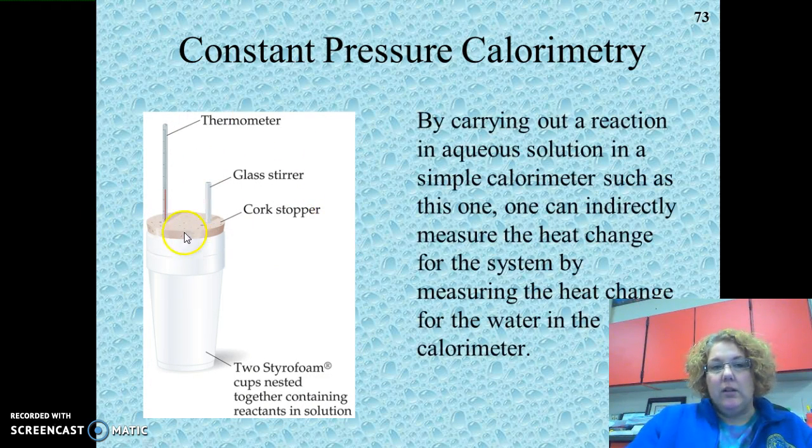So we're not even going to mess with lids. You just stick a thermometer in there. And I usually don't mess with stirrers. We can just swirl the cup. It happens fairly quickly, so it doesn't take long. And you have 2 cups nested together for extra insulation.